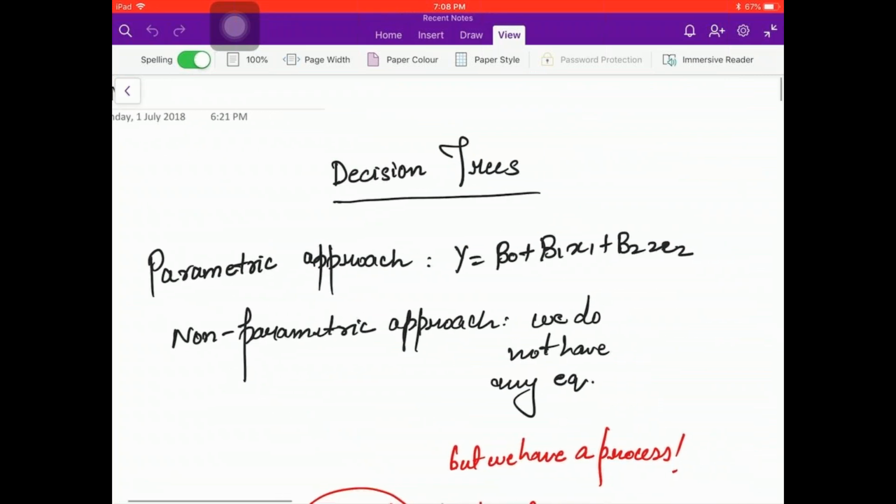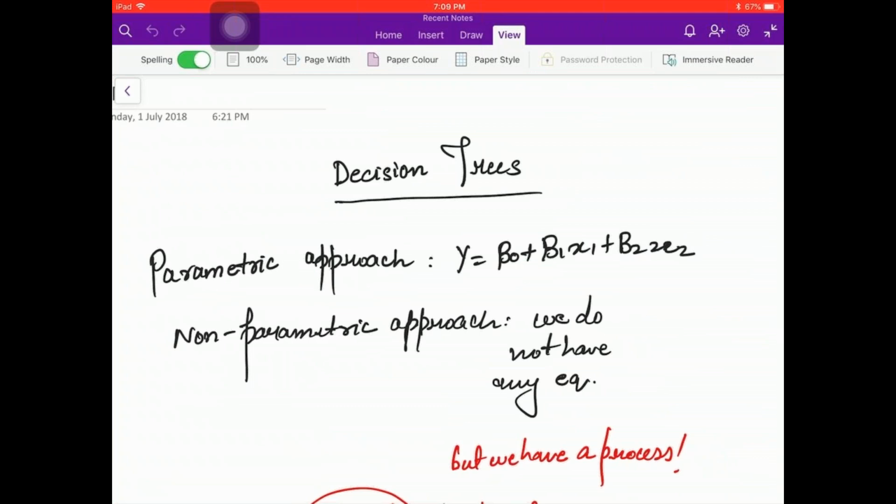Okay, so essentially what we did last time is that we started with decision trees, and decision trees are a very important component of machine learning precisely because these models are very intuitive to understand and very easy to implement.